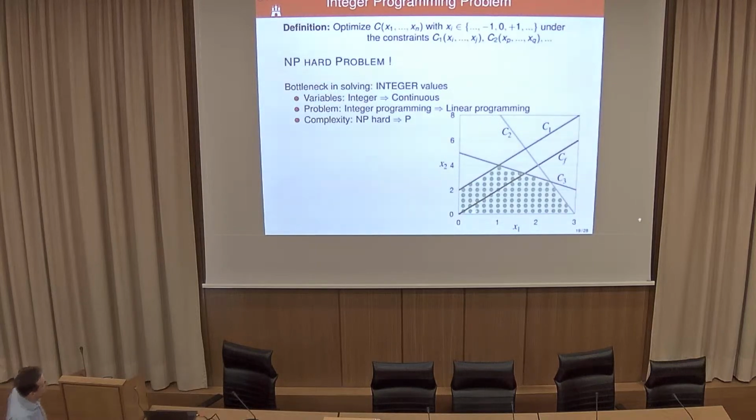So this is just a pictorial representation. Don't take it literally. It's just to visualize things. So I have, say, a C1. It's a constraint, and it's an inequality. So I want all the solutions below this C1 curve.